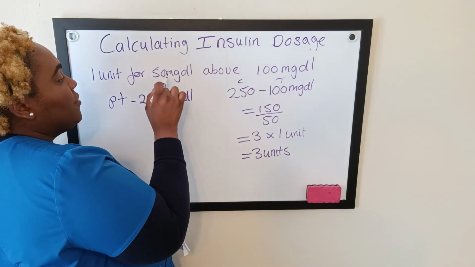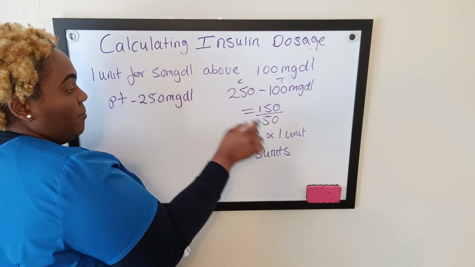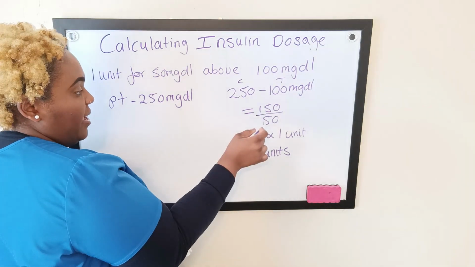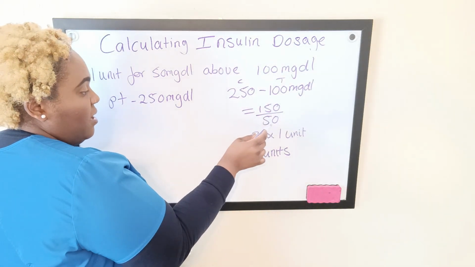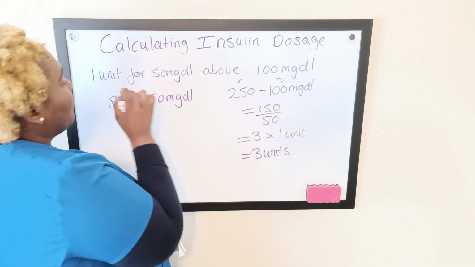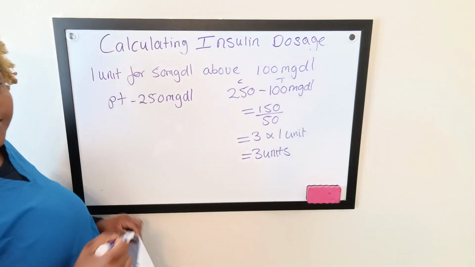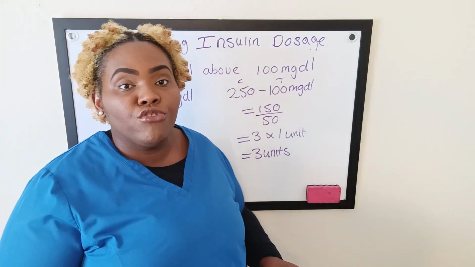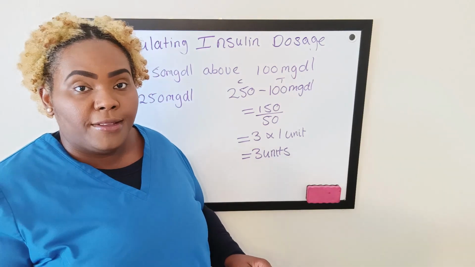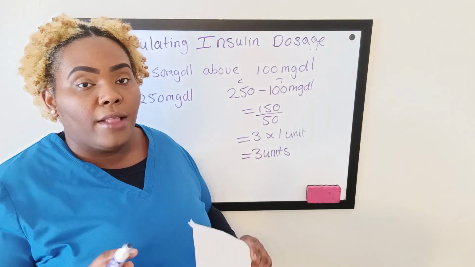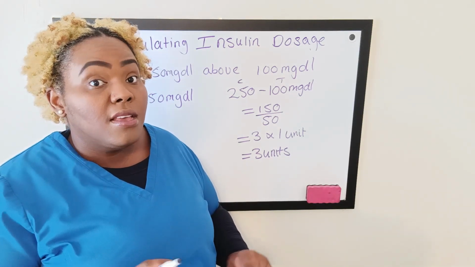To find out how many 50s we have in this patient's blood sugar above the target, we divide it by the 50, which is going to be 3, and then we multiply it by the 1 unit, which is giving us 3 units. So our patient has to get 3 units of insulin. I hope that was clear and I made it simple.